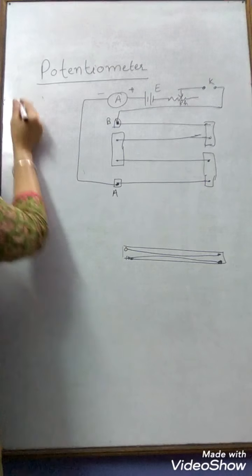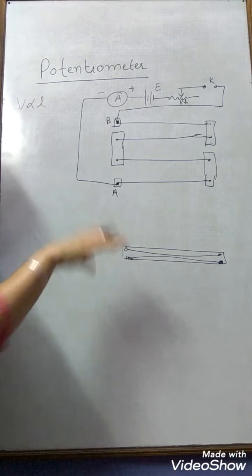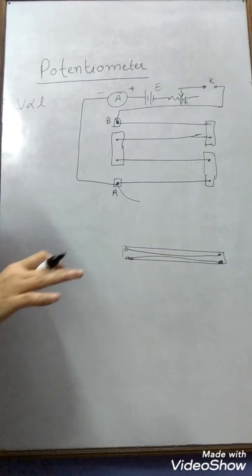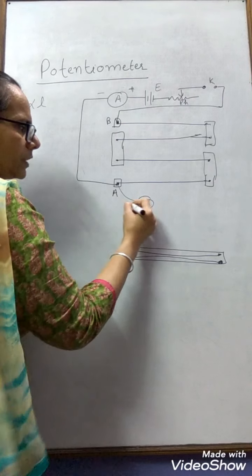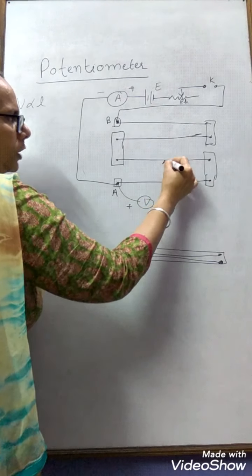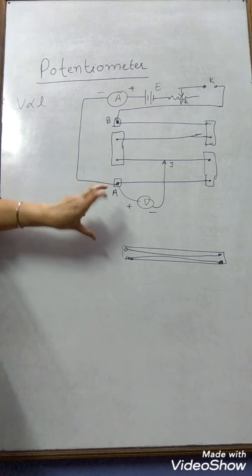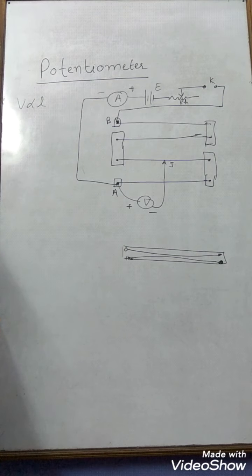And to verify this, we have the activity in our practicals also. Here we have voltmeter, that is positive, negative, and here we have the jockey. We verify that a particular voltage is proportional to the length of the wire. This is the part of an activity.